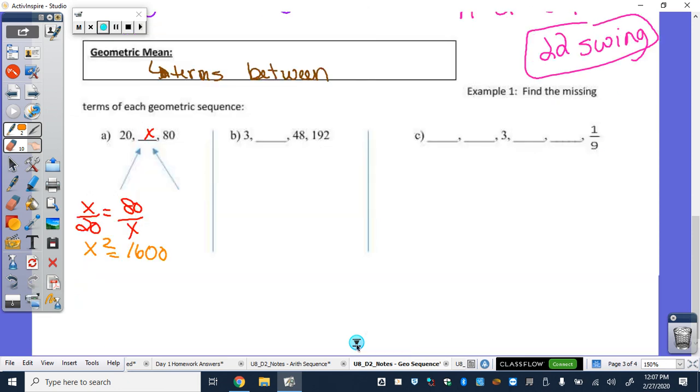Get x squared equals 1600. Square root both sides, and what do we get? Plus or minus 40. Because my ratio could be a positive 2, in which case 40 is going to be my middle number there. Or my ratio could be a negative 2, in which case negative 40 fits. There's not enough information for us to determine which one it's going to be, so it could be either one. So it could be positive 40 or it could be negative 40.